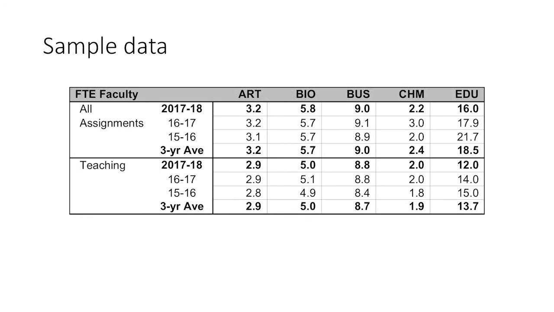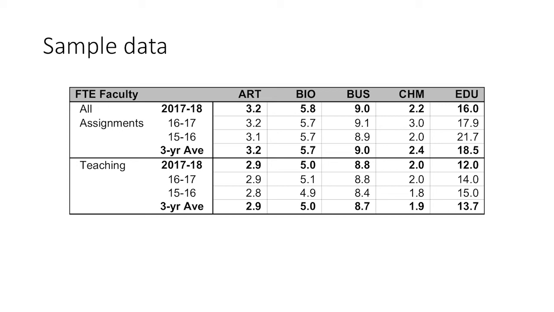So we can look at sample data here as well. And I didn't go through all the math of this, but I want to show you again for 5 departments: art, biology, business, chemistry, and education. I want to talk about trends in faculty across years. And I also want to talk about trends in faculty for the various kinds of assignments.